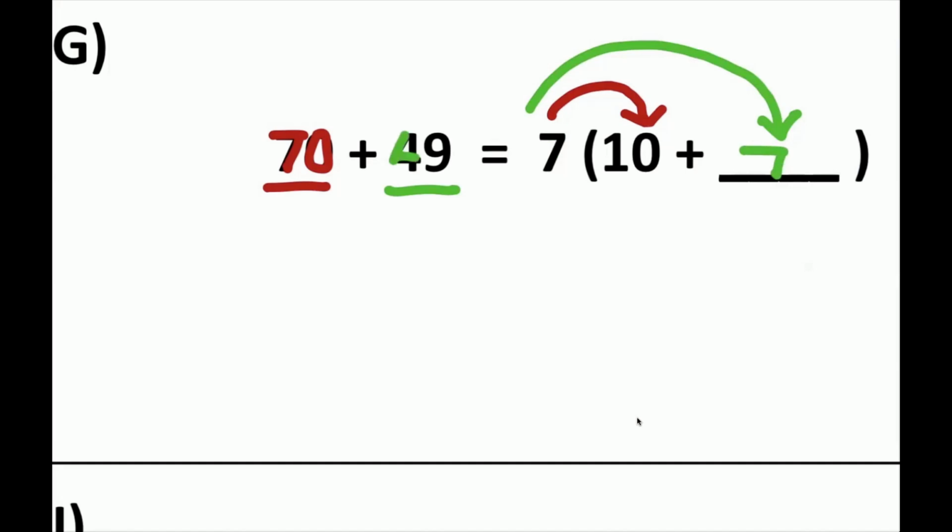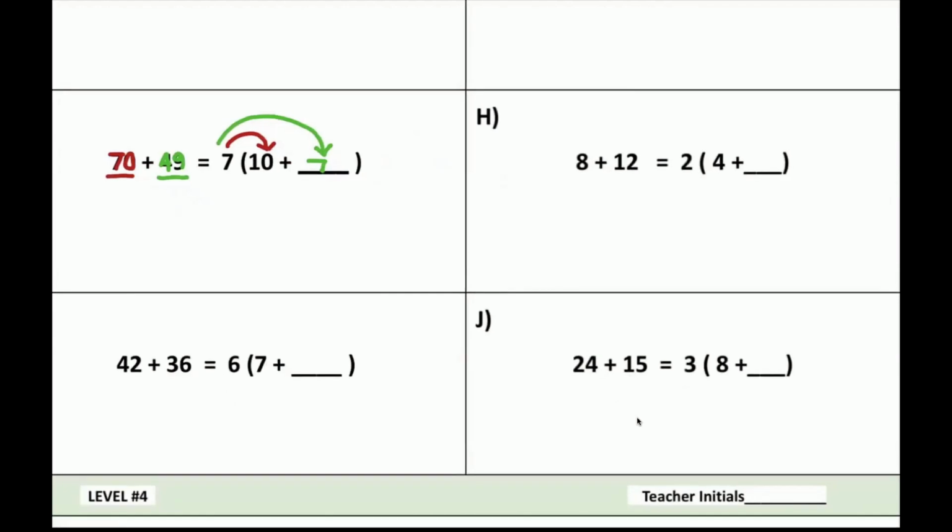So 7 goes in the blank. Once again, 7 times 10 is 70. 7 times 7 is 49. Go ahead and complete problem H, then come back to the video to check your work.